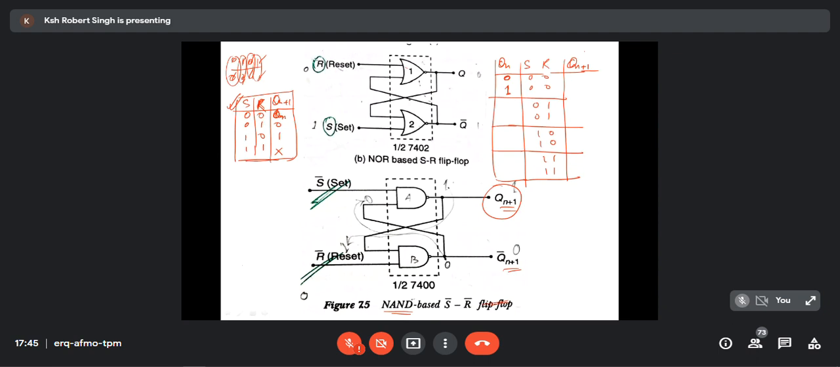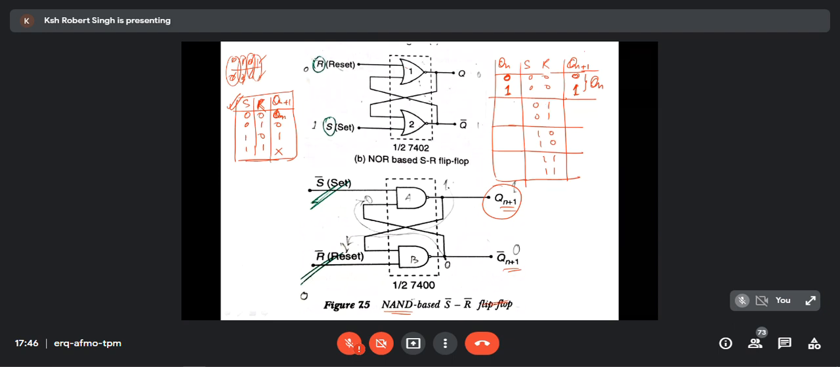What will be here in this row? 0. Why? Because it must be the previous one. Yes, the previous is 0, so it will become 0. What about here? 1. Exactly, because the previous is 1, so now it will be 1. So this is nothing but the previous one.